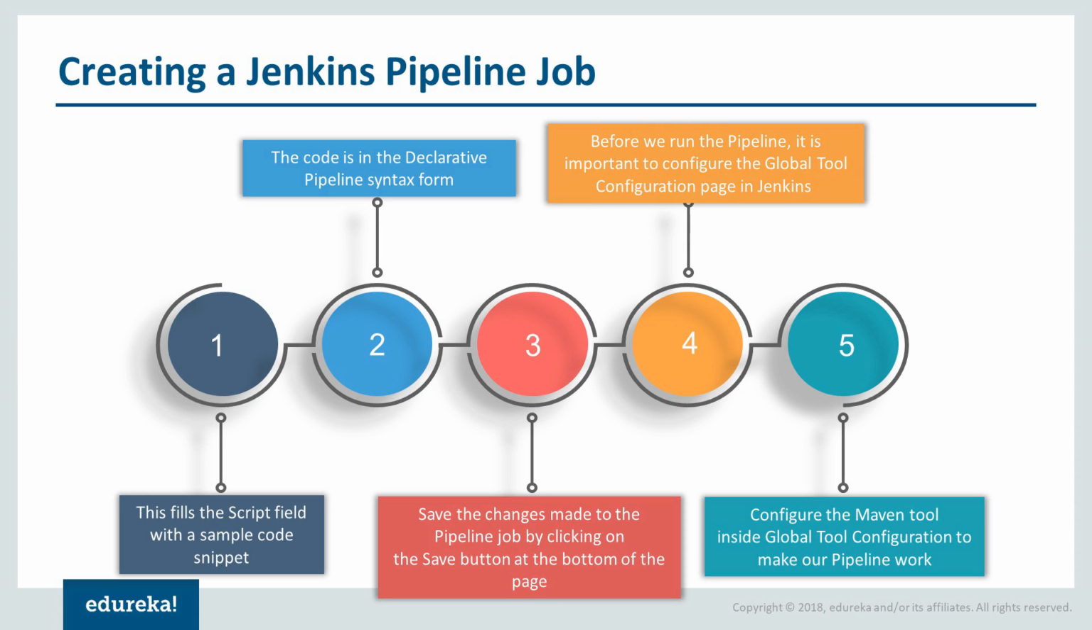Once you have put that, you save the changes made to the pipeline job by clicking on the save button at the bottom of the page. Once that is done, and before we run the pipeline, it is important to configure the global tool configuration page in Jenkins. What we mean is that you need to configure, let's say, Maven, JDK, and any of the tools which your job is going to use. You should have them pre-configured. Otherwise, the chances are that your job is going to fail. So configure the Maven tool inside the global tool configuration to make our pipeline work.